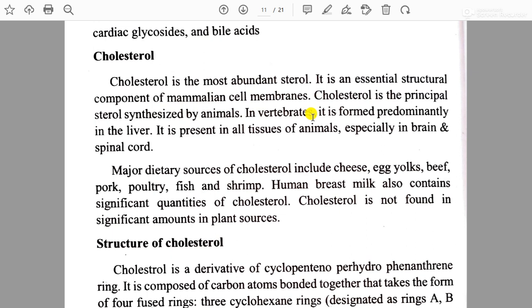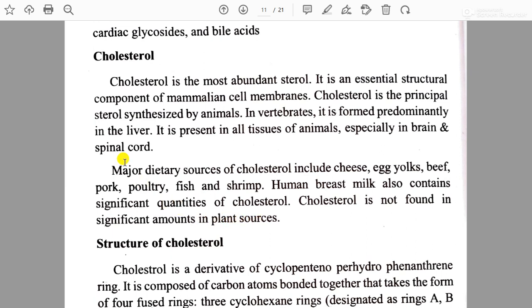In vertebrates, it is formed predominantly in the liver and it is present in all tissues of animals, especially in brain and spinal cord. Major dietary sources of cholesterol include cheese, egg yolk, beef, pork, poultry, fish and shrimp. Human breast milk also contains significant quantities of cholesterol, and cholesterol is not found in significant amounts in plant sources.